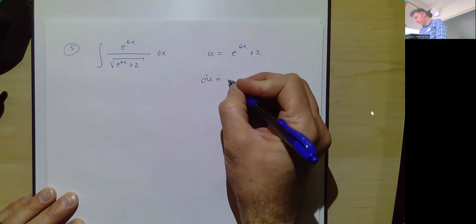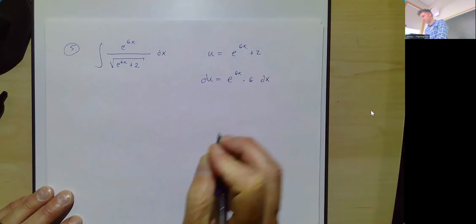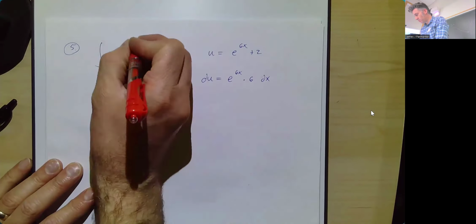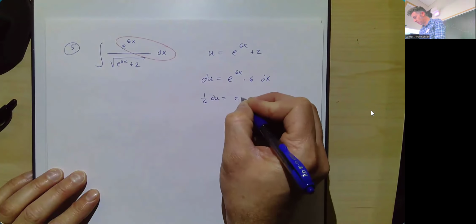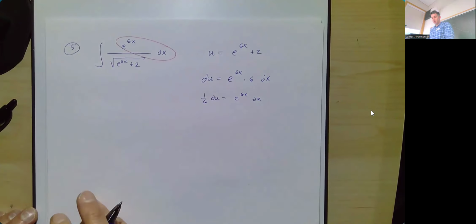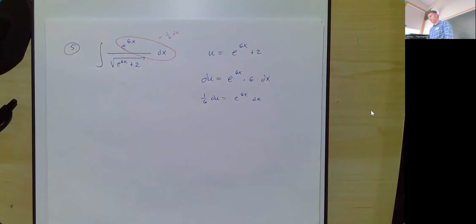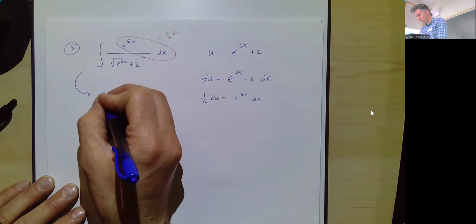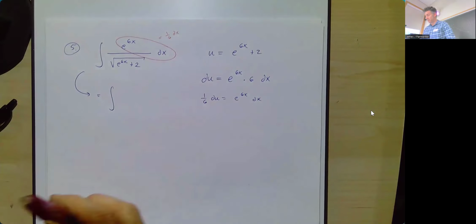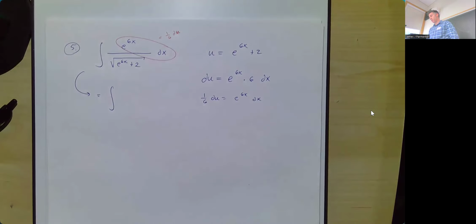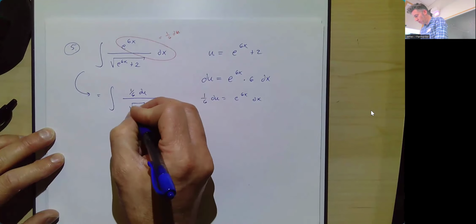du is going to be the derivative of e to the 6x, which is e to the 6x times 6, and then dx. Oh look, I essentially have that, right? I need to divide both sides by 6. So 1/6 du is equal to e to the 6x dx. So the part I just circled in red there is equal to 1/6 du. I said 1/6 dx, but I should have said 1/6 du. So we have a 1/6 du on top and a square root of u on the bottom.